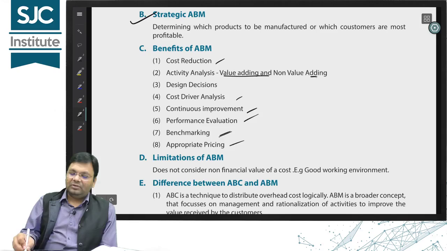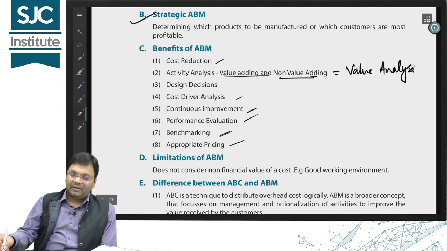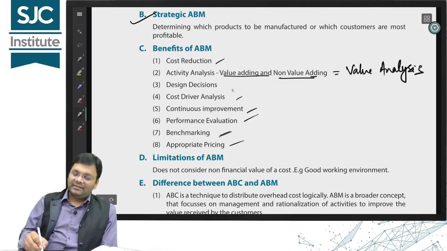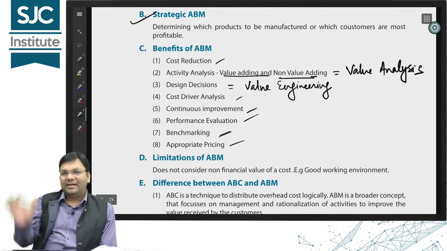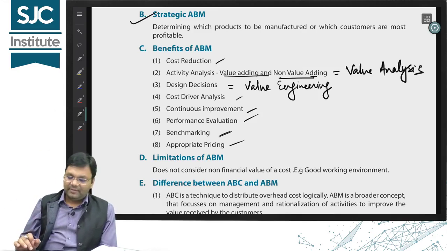It is also analyzing value adding and non-value adding activities. We also call this process technically value analysis, which you will study with me in some other chapter. Design decisions, we call this value engineering, which you will also study in some other chapter with me. So these technical names will keep coming, that is not a worry. I hope you are understanding the entire context of ABC and ABM.